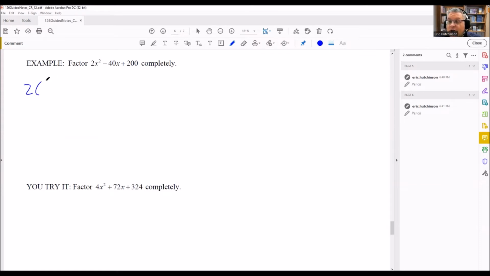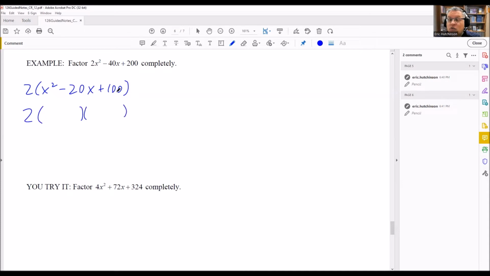So 2x squared divided by 2 is x squared. Negative 40x divided by 2 is negative 20x. 200 divided by 2 is 100. So now that would be factored after we take the common factor out. This is what we have left. Now the part inside, we want to factor another time.